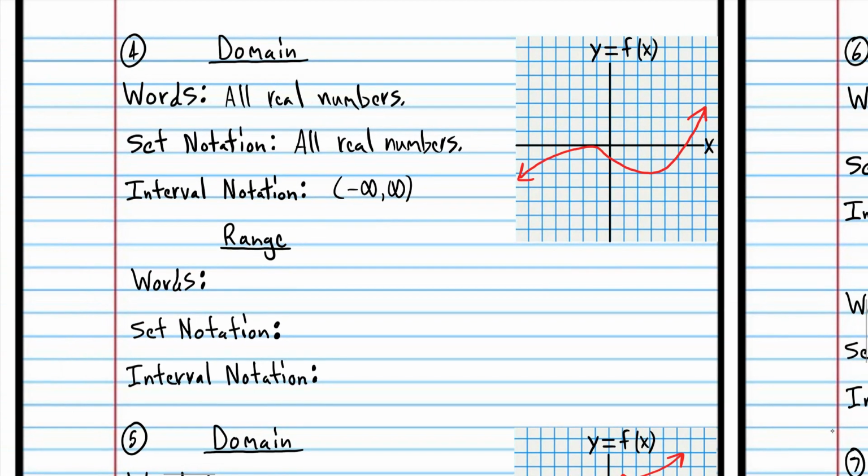So for the range, notice that if this arrow keeps going in that direction, it's going to keep going down. And if this arrow keeps going in this direction, it's going to keep going up. So the range is exactly the same as the domain, all real numbers. Again, the range is all the y values of the points on the graph. So all real numbers. And interval notation, same as domain.